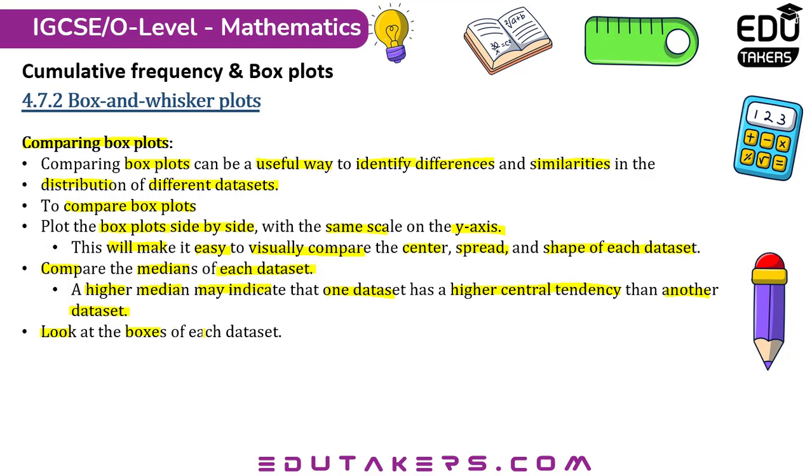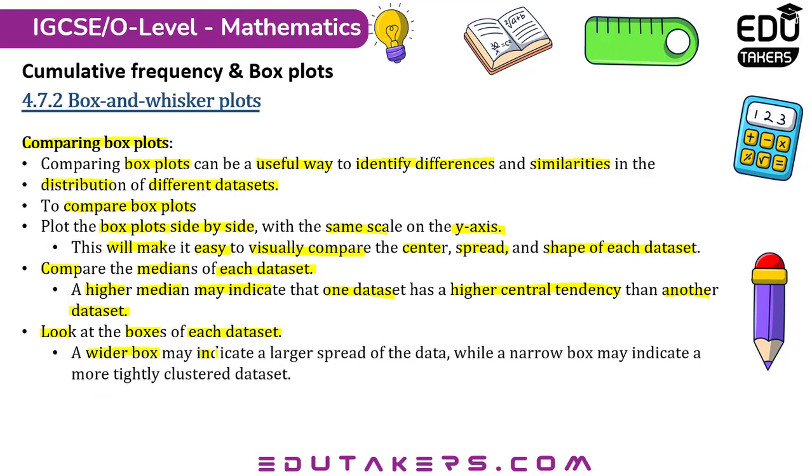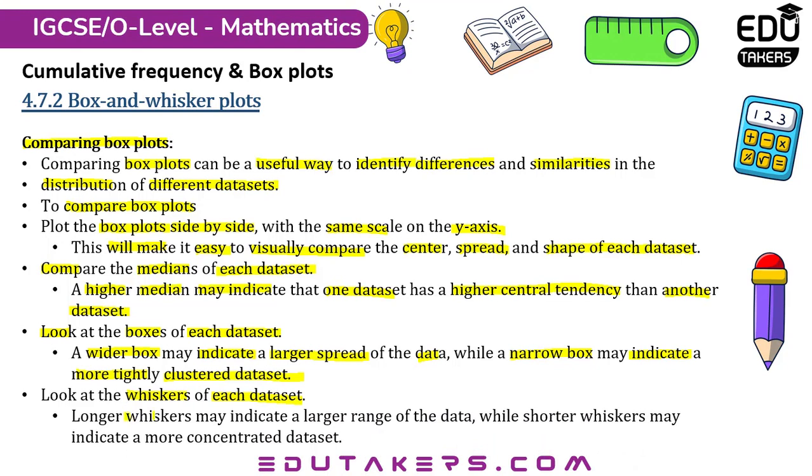Look at the boxes of each dataset. A wider box may indicate a larger spread of the data, while a narrow box may indicate a more tightly clustered dataset. Look at the whiskers of each dataset. Longer whiskers may indicate a large range of the data, while shorter whiskers may indicate a more concentrated data set.